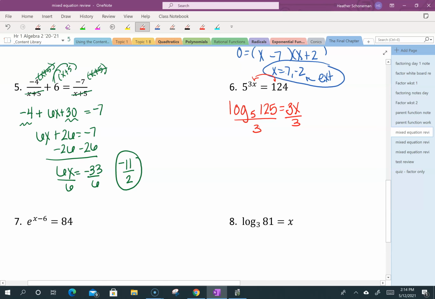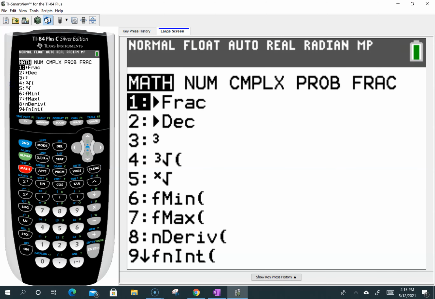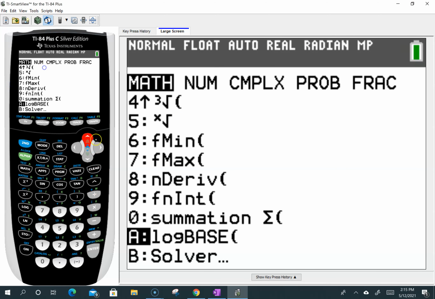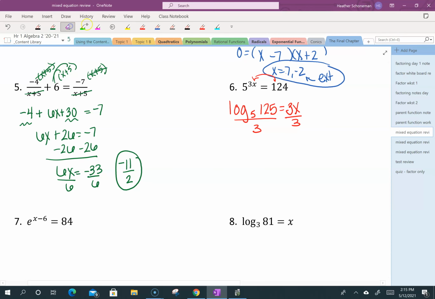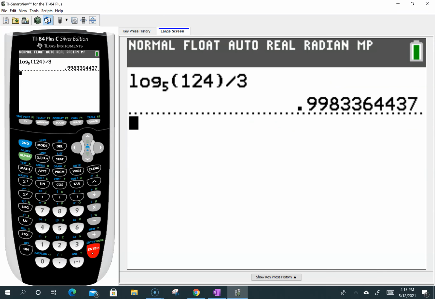Now I need to put this into my calculator. So I'm going to go to my calculator, and to do that I need to go to the math menu, and I need to scroll up to option A. So I'm going to have log base 5. Well, I wrote 125, but it's supposed to be 124, right? Of 124, I have to go out of my parentheses, and then I've got divided by 3. As long as you're out of the parentheses, it'll work. For these, we're going to round to 3 decimal places, so that gives us 0.998.